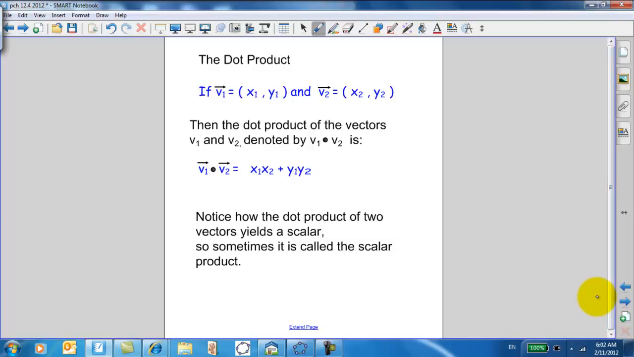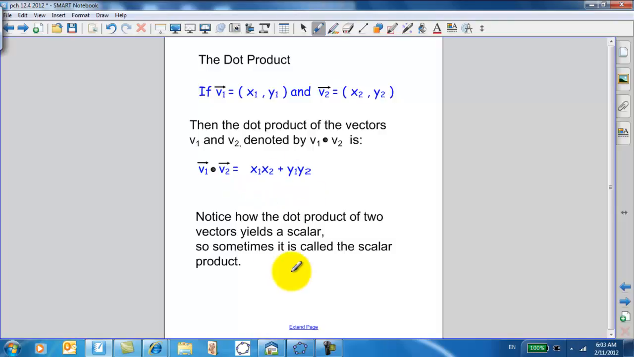So the dot product takes that idea and turns it into an equation. If v1 equals x1, y1, and v2 equals x2, y2, then the dot product of the vectors is denoted by this. We use a big dot to distinguish it from just plain old multiplication. And it's x1 x2 plus y1 y2. We saw that when we were exploring GeoGebra, that we could just multiply the x coordinates, multiply the y coordinates, and add them.